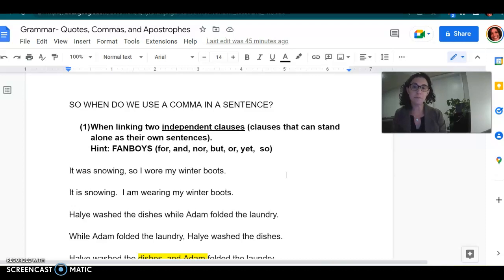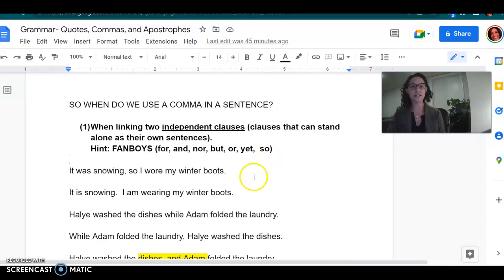And here is one important grammar rule relating to commas. And again, you don't have to memorize these, but just be familiar with it. When you are linking two independent clauses, meaning the clauses can stand alone with no additional punctuation, when they are linked together, we do use a comma when we are using what we call the fanboys. And fanboys stands for: for, and, nor, but, or, yet, so.